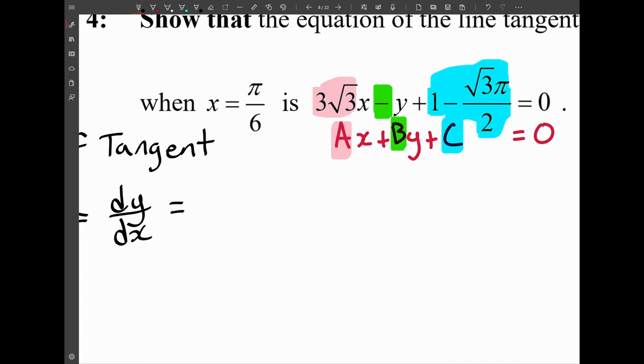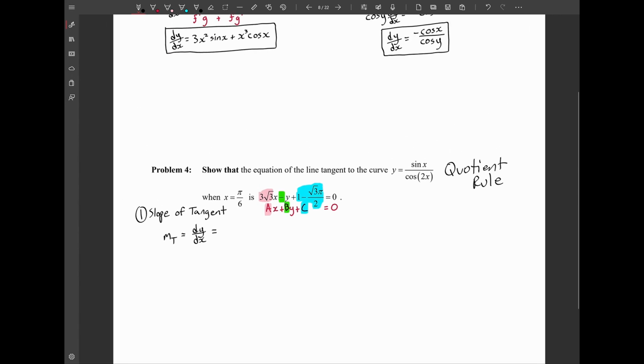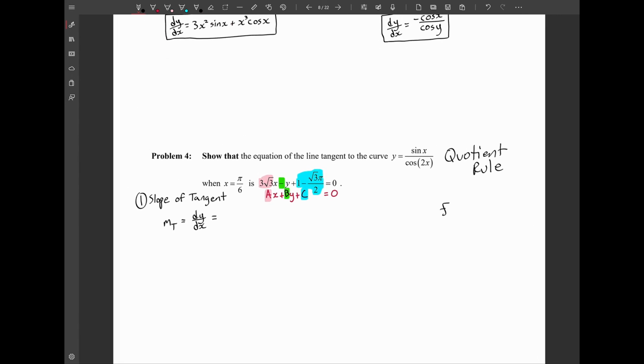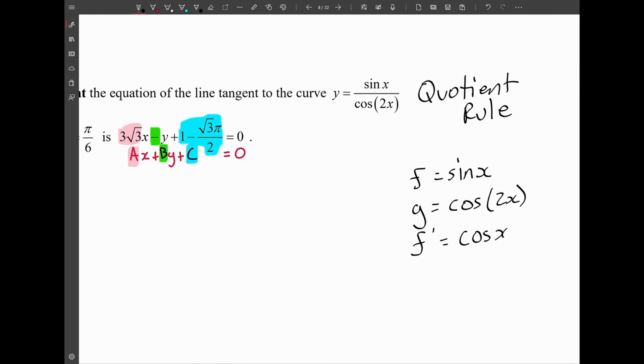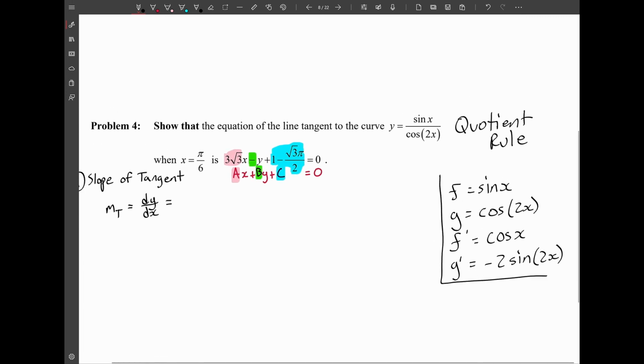And again, we're just going to be using our standard f prime g minus g prime f all over g squared. Let's do these on the side, just to make sure we don't get lost. So f is sine x, g is cosine of 2x, which means f prime is going to be cosine of x, and g prime is going to be negative 2 sine of 2x. That's just using our basic derivative functions we already know, so I'm just going to put that on the side.